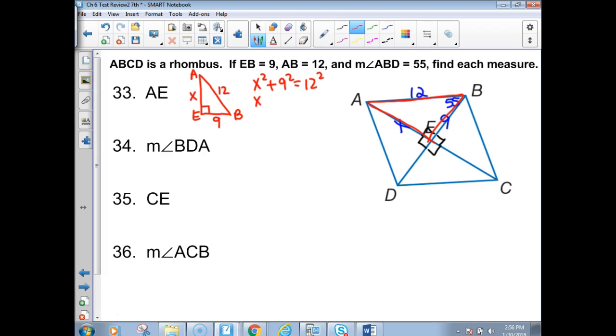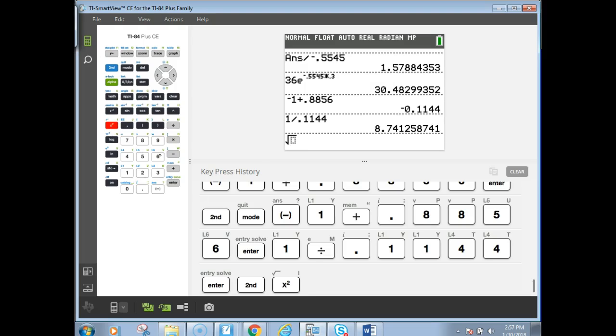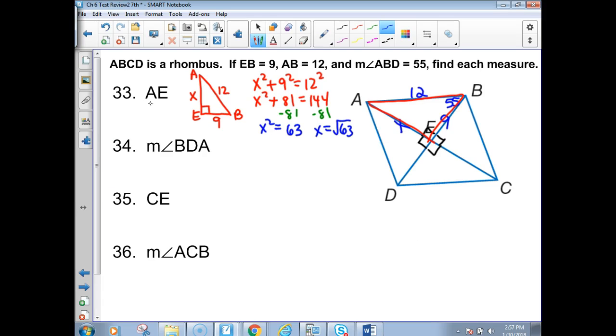That's the math we need to do. 9 squared is 81, 12 squared is 144. We would subtract 81 from both sides, giving us x squared equals 63. We would take the square root then of 63 to find the answer. Now, if you type on your calculator the square root of 63, you should be getting about 7.9. Okay. So I got 7.9 for the length of A to E. I'm going to go ahead and put that on my picture.